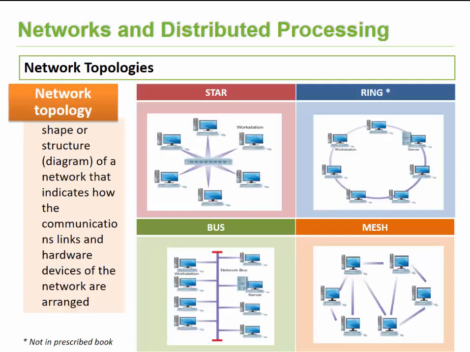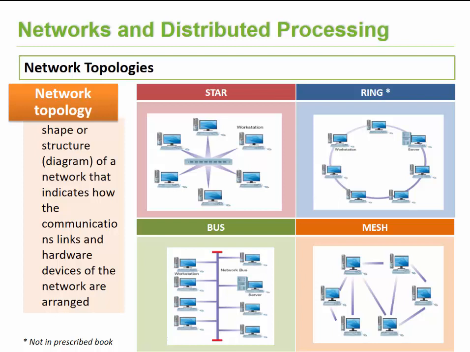Now let's start by looking at network topologies. A network topology can be defined as the shape or structure of a network that indicates how communication links and hardware devices are arranged on that particular network. Please take note that we are going to refer to various definitions, so it's important to understand what we mean with a network topology, the diagram, versus let's say a network type, which we're going to do in the next section. So we typically find four network topologies. You get the star network, ring, bus and mesh.